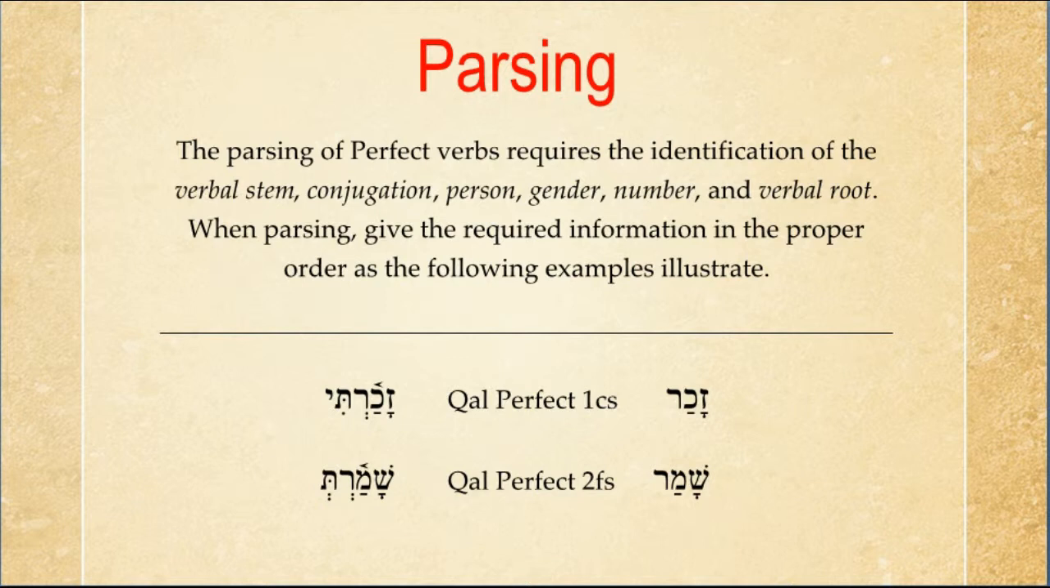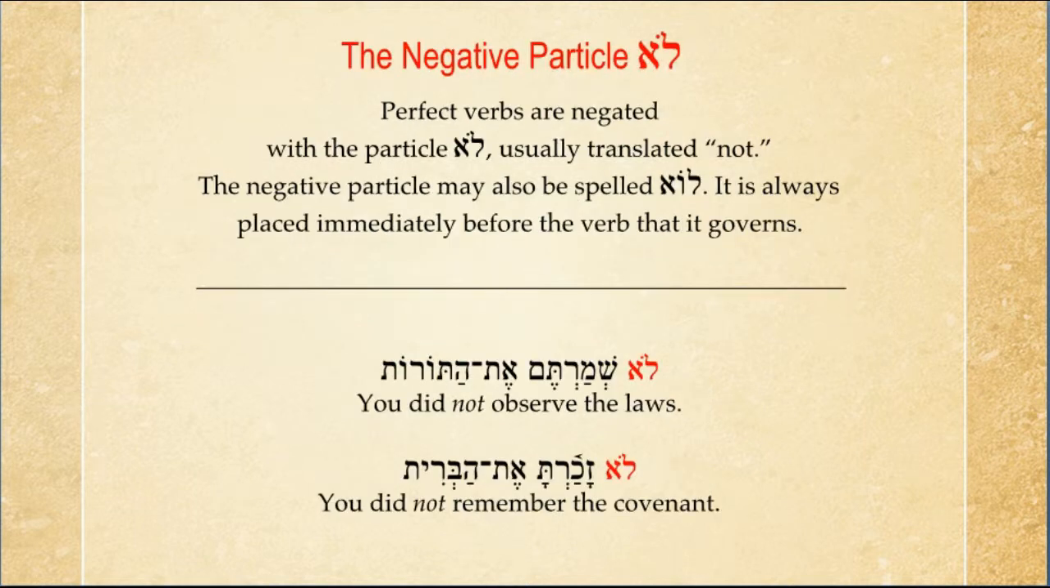And as we move along, let's talk briefly about the parsing. When we talk about parsing the verbs, we're talking about parsing the verbal stem, the conjugation, the person, the gender, the number, and the verbal root. So, for example, I have the verb zahar, and here I have zaharti. Zaharti means this is a first person, I forgot. And it's called perfect. That's what you have to tell me about it. First person, common singular, and the verbal root is zahar. So that's what we're looking at when we're asking for parsing on verbs.